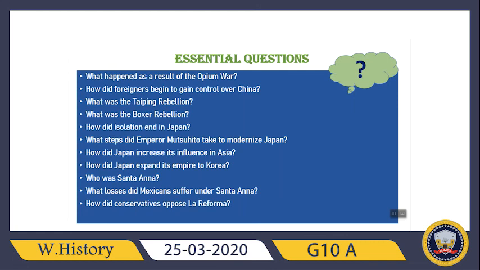So a few questions like: what happened as a result of the Opium War, how did foreigners begin to gain control over China, what was the Taiping Rebellion, what was the Boxer Rebellion, how did isolation end in Japan, what steps did Emperor Mutsuhito take to modernize Japan, how did Japan increase its influence in Asia, how did Japan expand its empire to Korea, who was Santa Anna, what losses did Mexicans suffer under Santa Anna, how did conservatives oppose La Reforma.